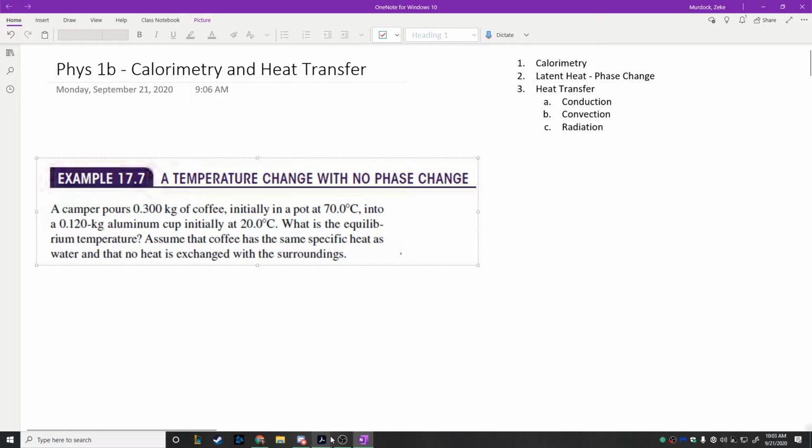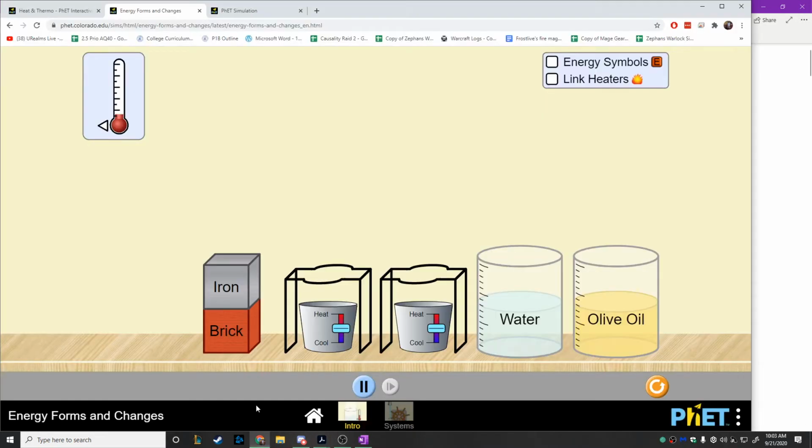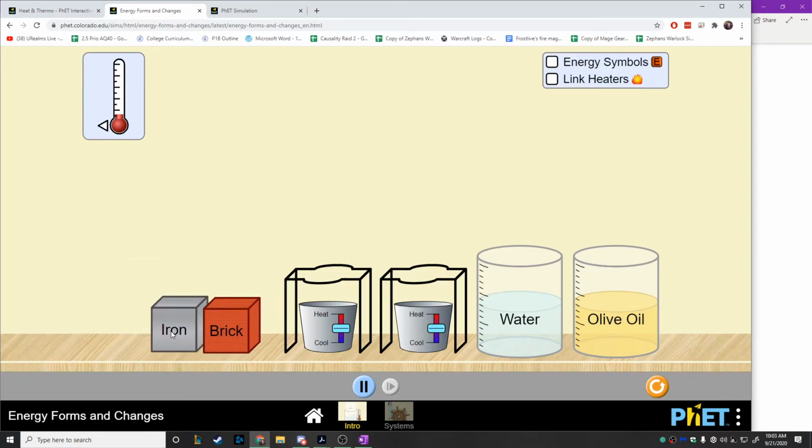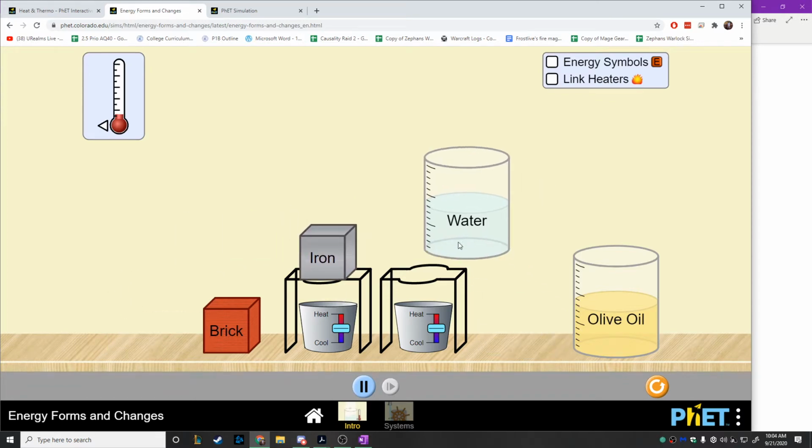I wanted to get started, though, with a little bit of a demo of how specific heat works. So specific heat is the idea that if I have two different objects, like iron and brick, or iron and water, for example, those objects will heat up at different rates.